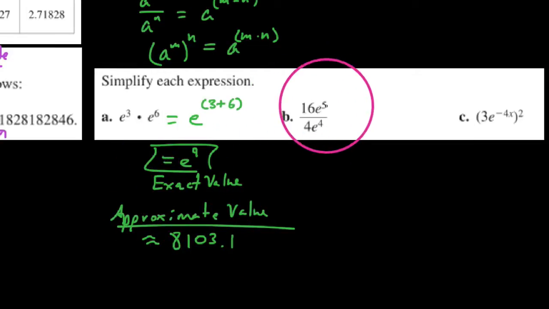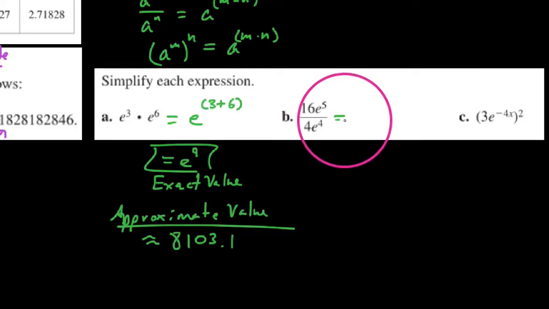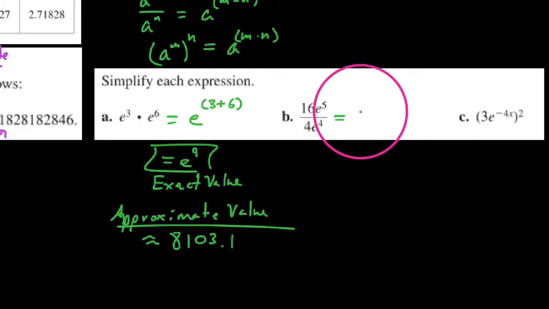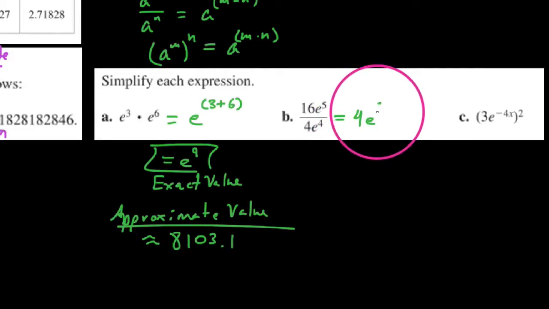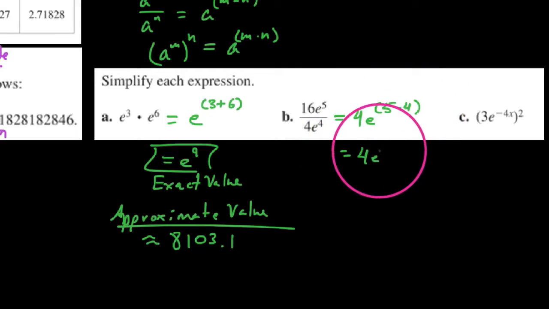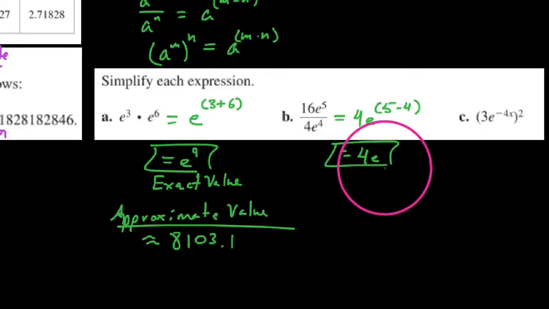So looking at letter B here, we have a quotient. We would just treat this as we normally would. Starting with our coefficients here, we say 16 divided by 4. We would end up with 4. Now e to the fifth over e to the fourth would be e to the 5 minus 4 power. So really what we end up with here is 4e to the first, or just 4e.